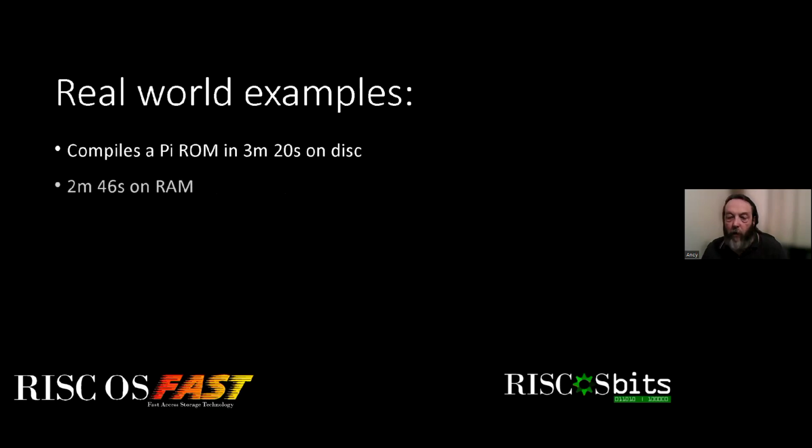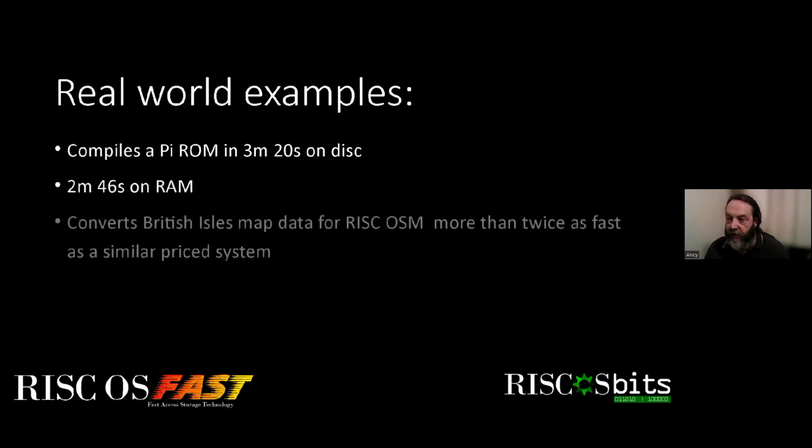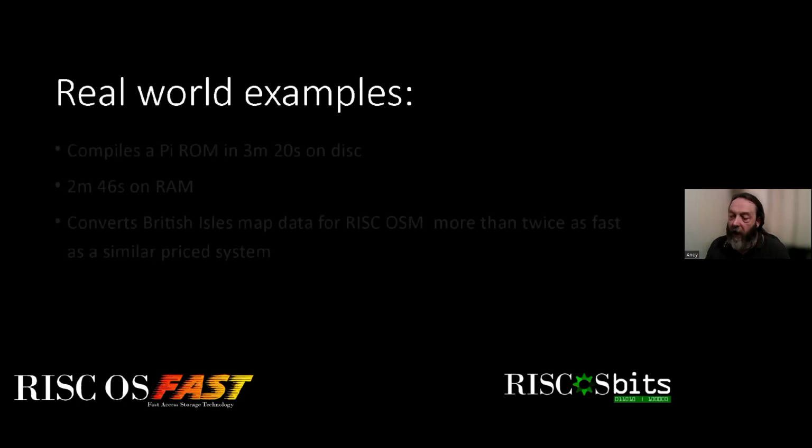So some real-world examples then. In tests, we managed to compile a Pi ROM in 3 minutes and 20 seconds, which was a surprise to us. We thought it had gone wrong, and that's direct to the disk. If we're doing it direct to RAM, it compiles in 2 minutes and 46 seconds. Again, if you look at Chris Hall's benchmarks, that far exceeds any of the other computers that are currently around, doing that by some magnitude as well.